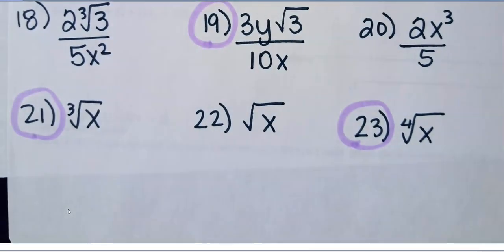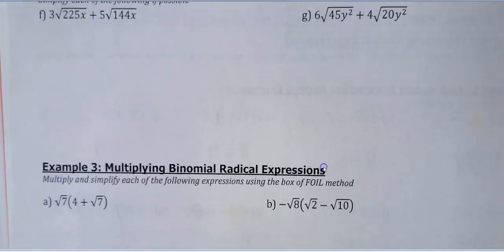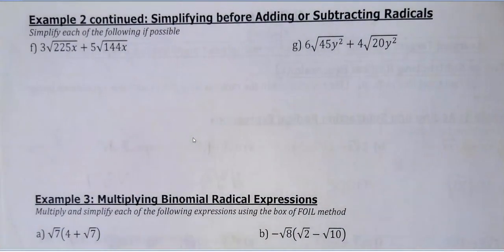Okay. On the back, I'm just going to do a couple more with you, but these two at the top here involve variables also. But just because it has a variable doesn't mean it can't be a like radical. So I've got 3 times the square root of 225x, and then plus 5 times the square root of 144x.